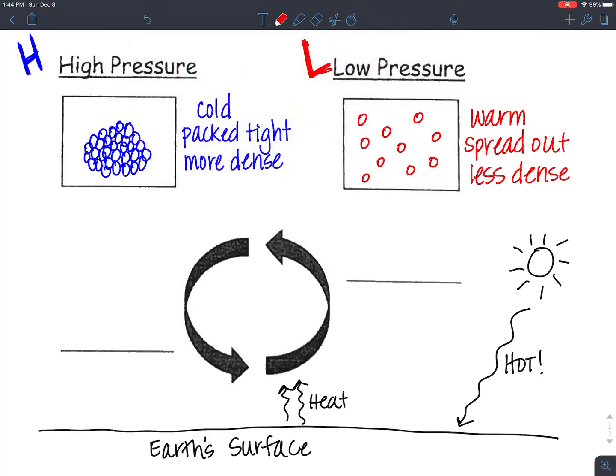So I'm going to grab my red color and color this arrow. It's a terrible coloring job, y'all. I'm going to color this arrow red, because this represents our low pressure. So I'm going to write a big red L right here. This is low pressure. And remember that low pressure is going to be less dense, so it rises up. The heat from the Earth's surface heated that air. It's less dense because it's warm, it's spread out, it's going to rise up.